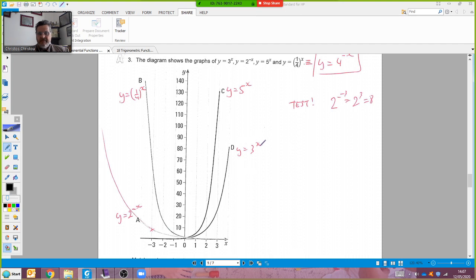So y equals 3 to the power of x is that one. Y equals 5 to the power of x is that one. Y equals a quarter to the power of x is that one. And y equals 2 to the power of minus x is that one. Why does this make perfect sense? Or maybe it doesn't. Well, consider this for the moment.